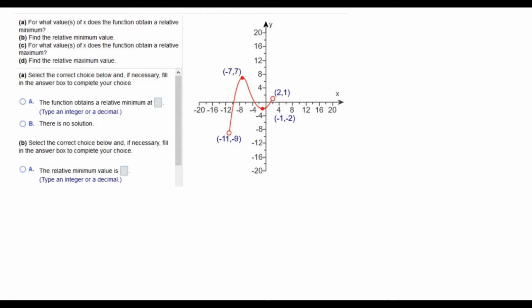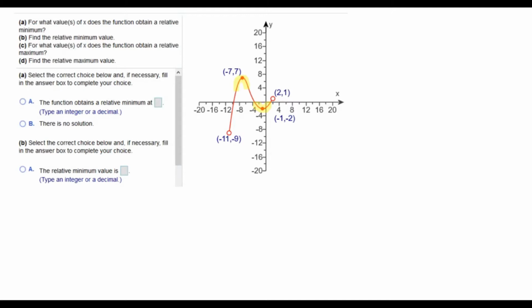So a relative minimum and relative maximum are going to be the highest and lowest values, but in a localized area, a localized interval. So what we're really looking for is not the lowest y value on the whole picture or the highest y value on the whole picture. We're looking for little peaks and valleys in the graph. So that's what we mean by relative.